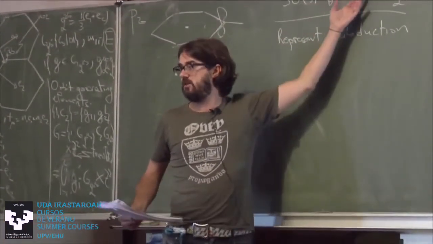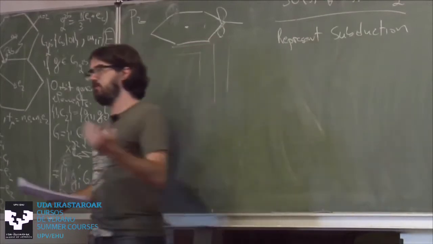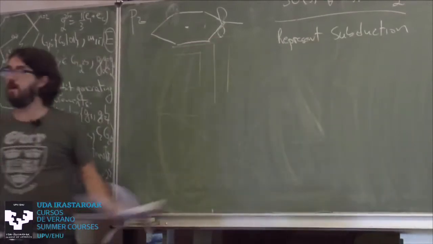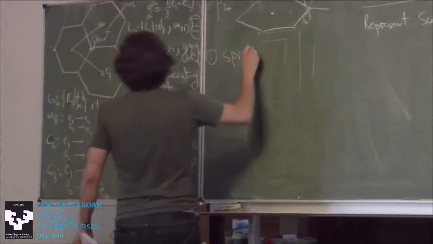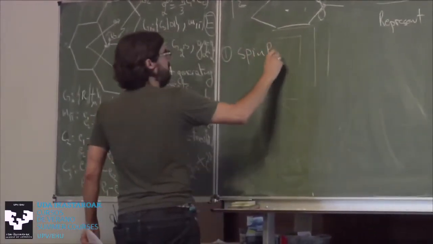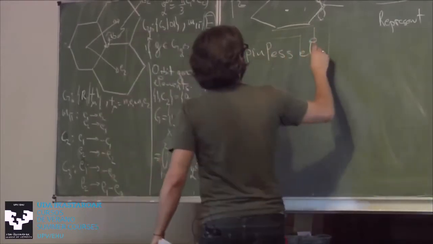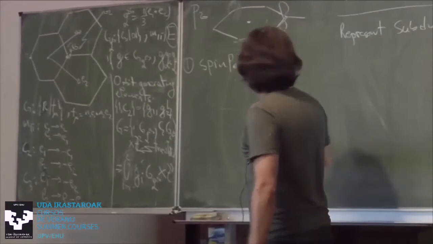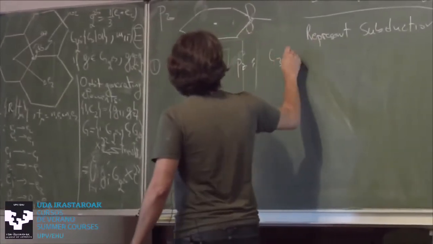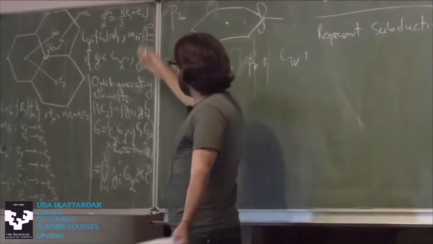And then we have a representation for this guy. So it's very easy to obtain representations of this guy. Let's find one of them. Representation number one, spinless. We're going to focus on spinful electrons, but let's do spinless electrons. Spinless PZ electrons. No spin. My group C3V has what components?